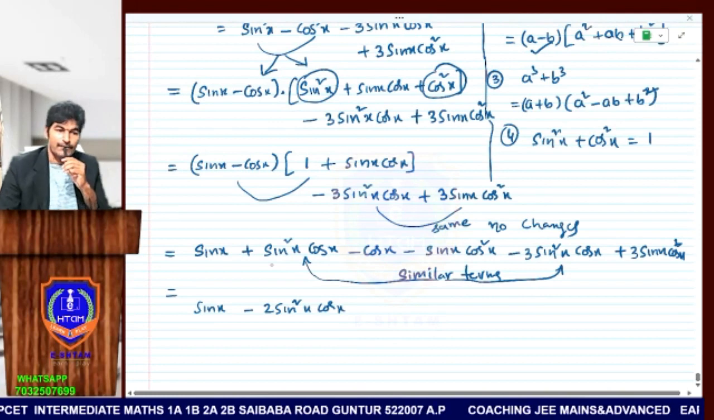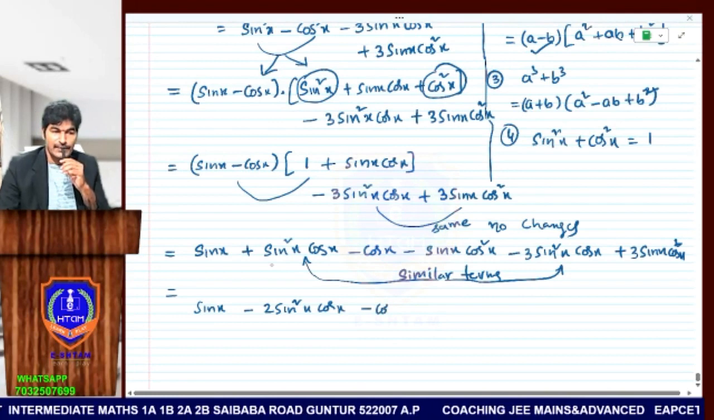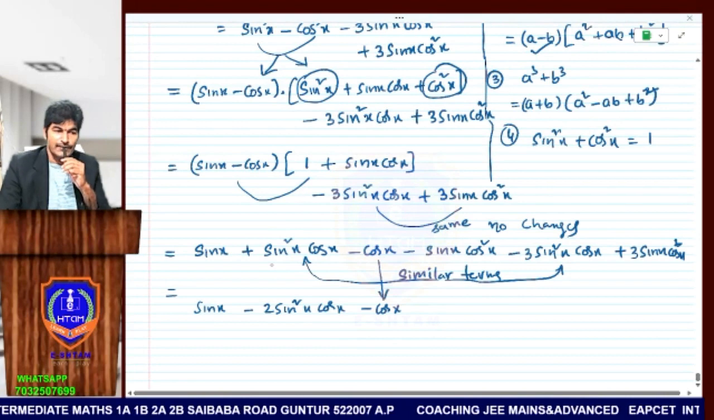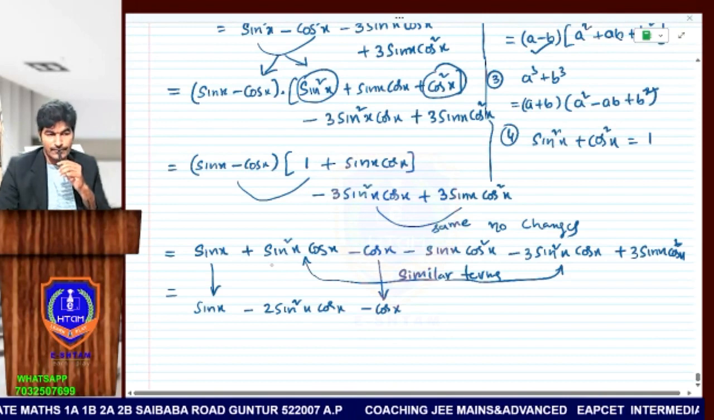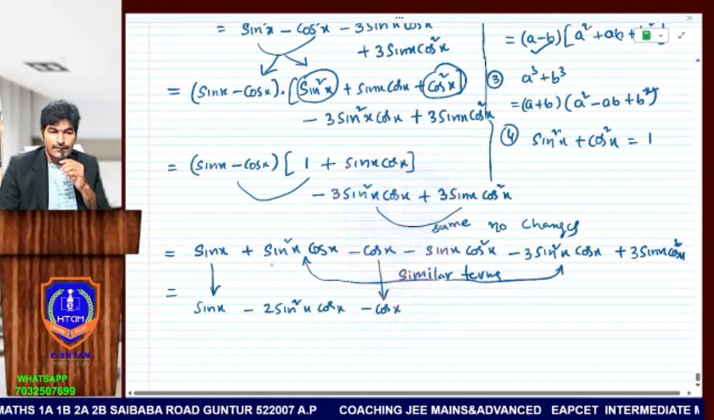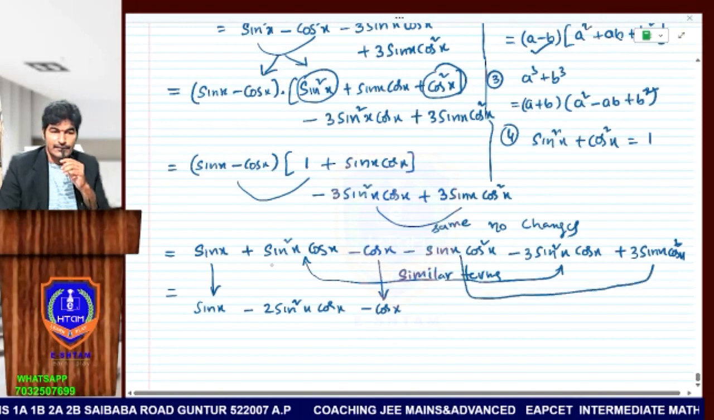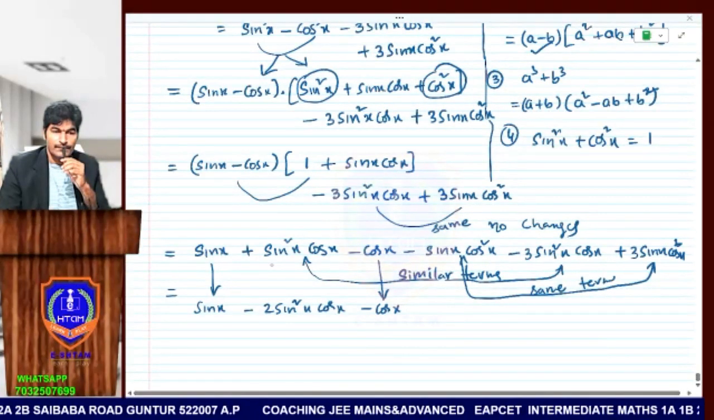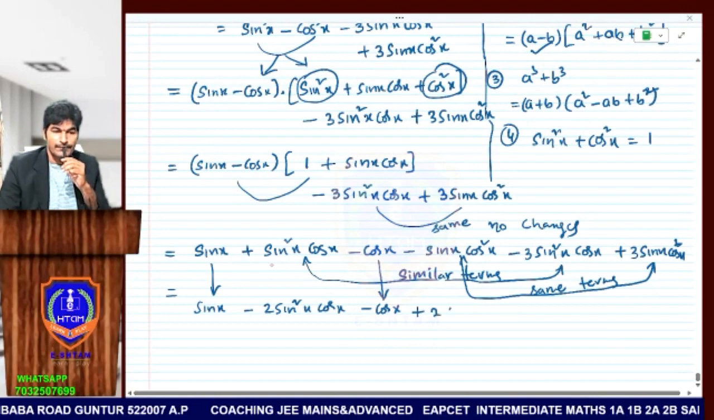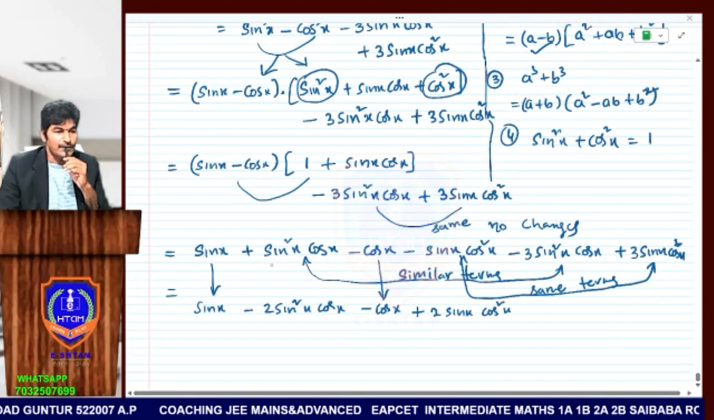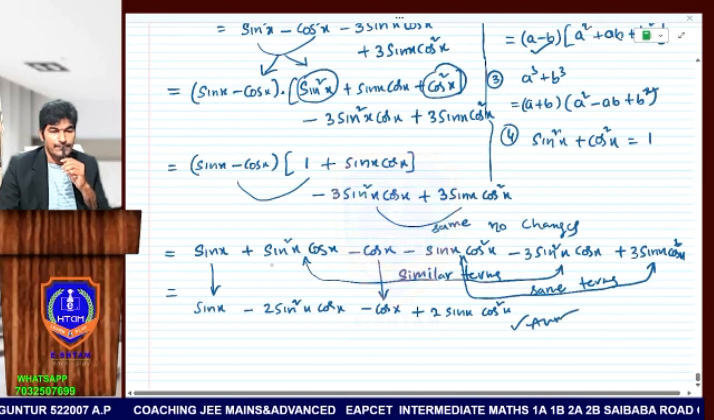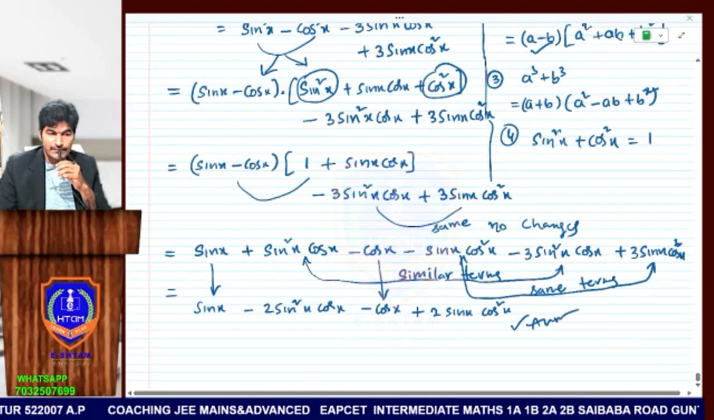Then after that, minus cos x will be same. This one I wrote here, and I calculated these two terms and wrote this minus 2 sin square x cos x. And next, look at these two terms. These are similar, right? They are looking like same. If you calculate that, you will get plus 2 sin x cos square x. That's it, that's how we solve that question. This is the answer. You can check the answer.